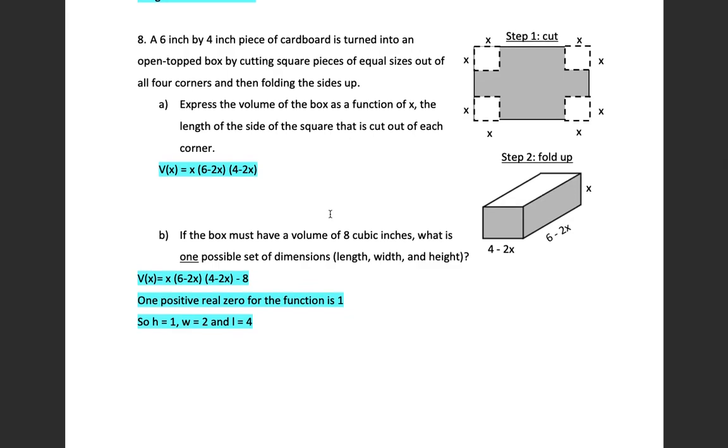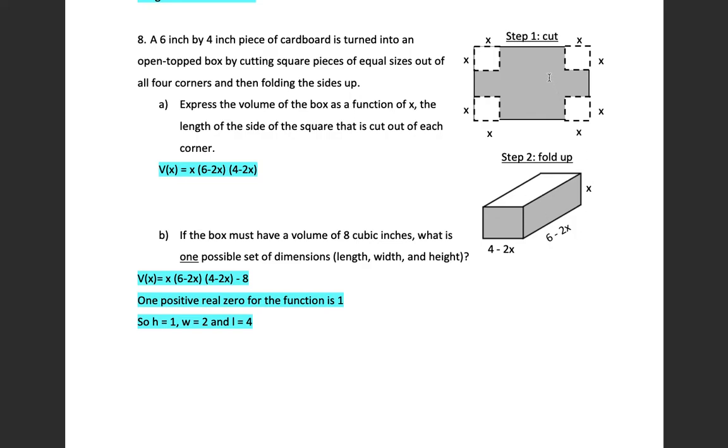Then question number 8. A 6 inch by 4 inch piece of cardboard is turned into an open-topped box by cutting square pieces of equal sizes out of all 4 corners and then folding the sides up. Express the volume of the box as a function of x, the length of the side of the square that is cut out of each corner. So we have to find the volume first of all as a function of x.